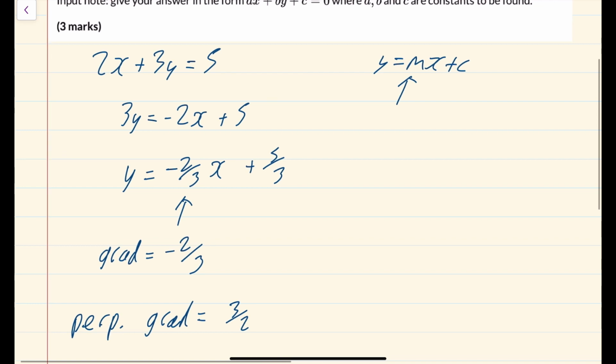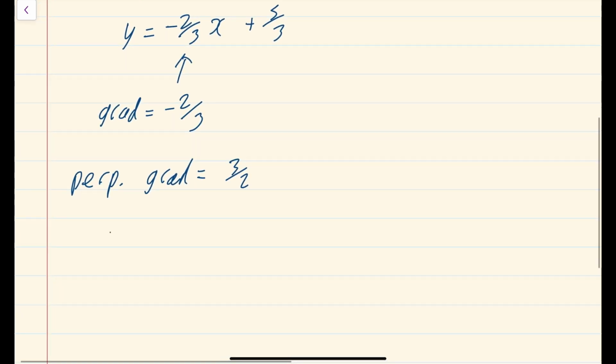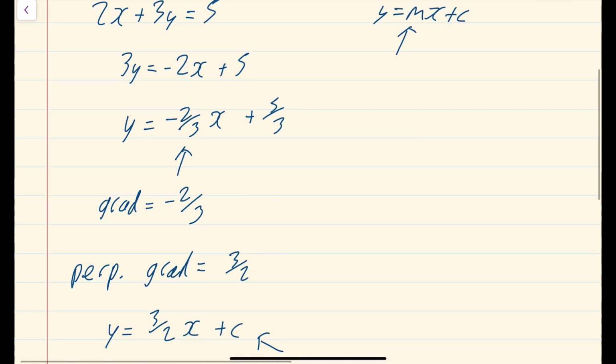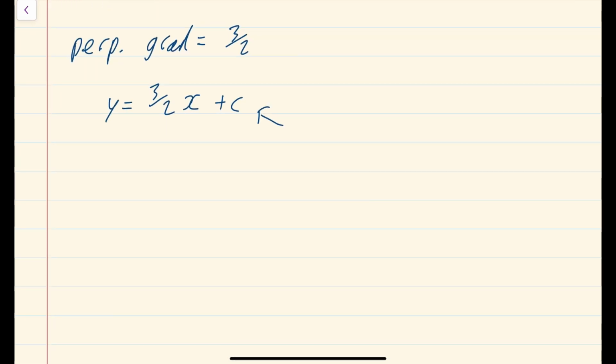So what we know so far is our line is going to be y is equal to 3 over 2 x plus c. Now, how do we find this c? We go back and read the question. It tells you our line passes through the point (3, 4). So we have to sub in 3, 4. So you sub in your 3, 4. Your y is equal to 4, and your x is equal to 3. So that's 3 over 2 times 3 plus c.